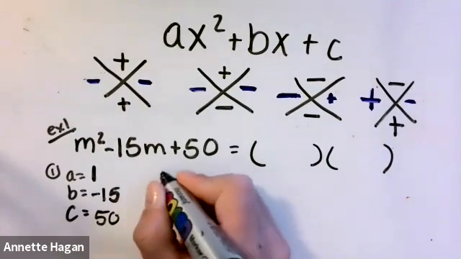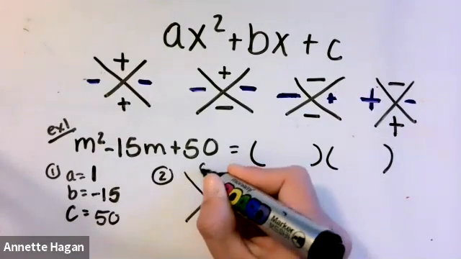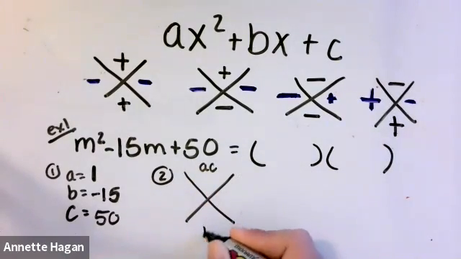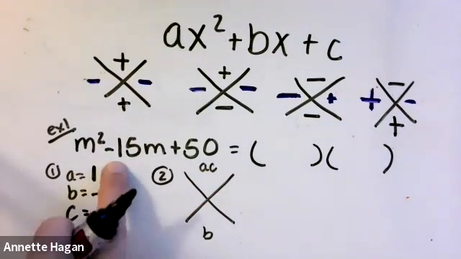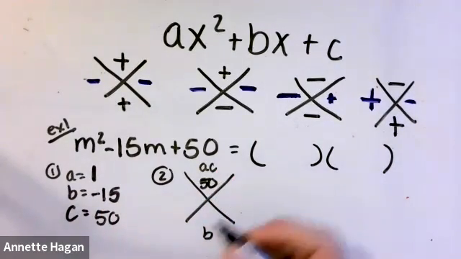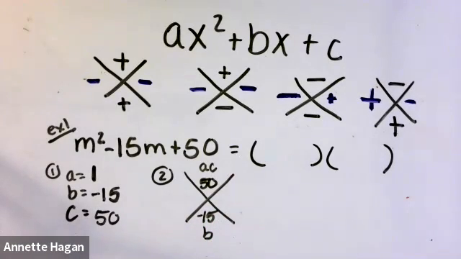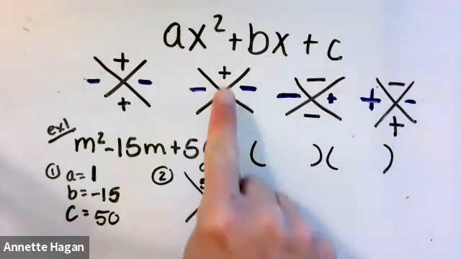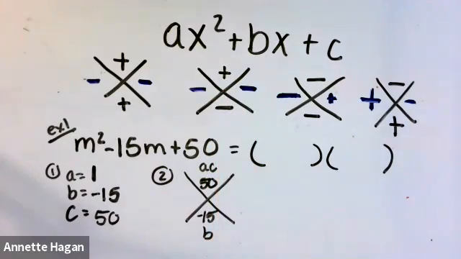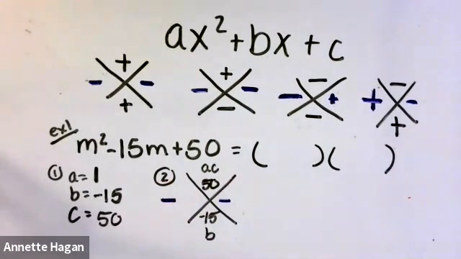So we're going to make the X factor for step 2. And here's how the X factor works. The X factor, we do A times C on top, B on the bottom. So it's going to be 1 times 50 on top, and then negative 15 on the bottom. So what we're doing is we're looking for factors of 50 that add up to negative 15. And we have a positive and a negative. So a positive and negative says that both of these are going to be negative numbers, okay? They're gonna be negative numbers.